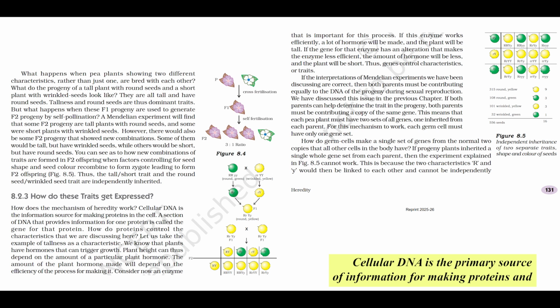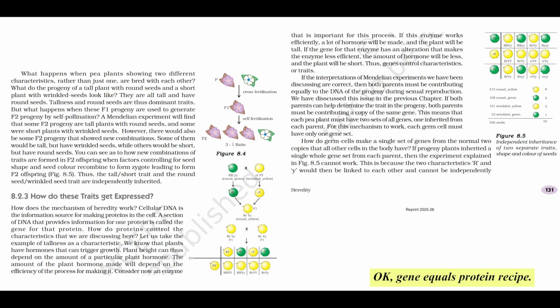It's all about proteins. Fundamentally, the DNA in our cells holds the master code, the instructions. Think of it like a huge library of blueprints. Cellular DNA is the primary source of information for making proteins, and proteins are the molecules that do almost everything in the cell. They form structures, transport molecules, act as signals, and crucially, they act as enzymes. Now, a gene is defined as a specific segment of that DNA that contains the complete set of instructions for building one particular protein. So one gene typically codes for one protein. Okay, gene equals protein recipe. But how does a protein then lead to, say, a plant being tall? What's the connection between the protein and the visible trait?